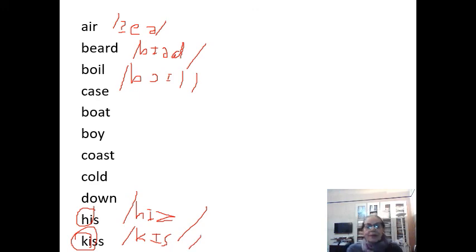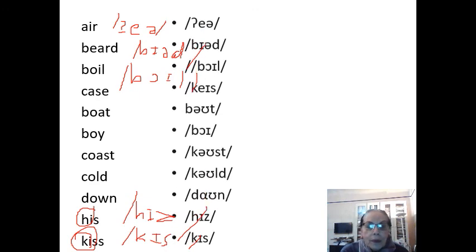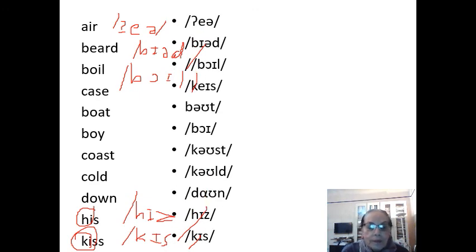Anyway, there are no rules that really. Okay, let's see what happens when we want to correct them. Right, here they are. Cold, dawn, down, and his and kiss. Right, اللي احنا عملناه الحمد لله طلعوا صح.